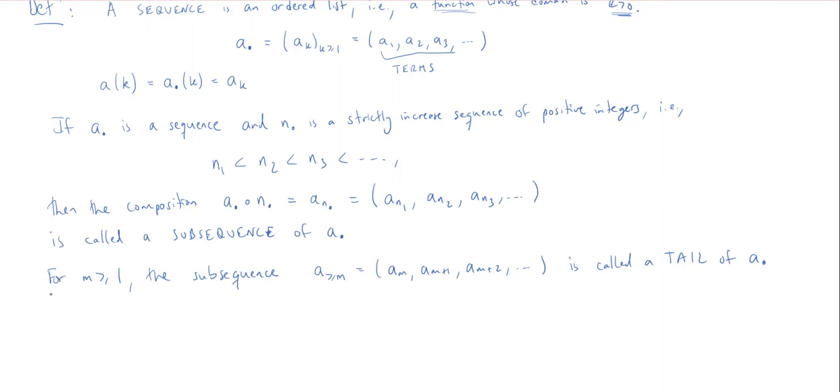But in that special case, where a property holds for all the terms in a tail, then we get a special word. So if a property holds for all terms in the tail of a sequence A, then we say that that property holds eventually for A, or eventually that property holds for A.